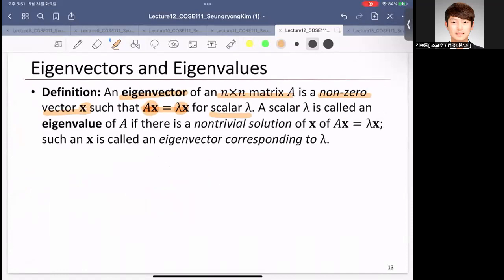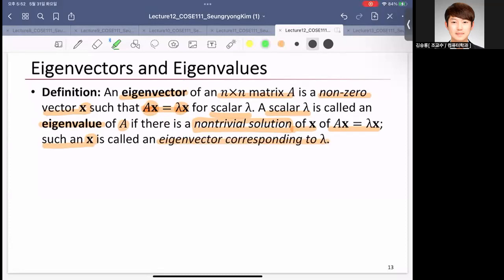In this case, the scalar lambda is called an eigenvalue of matrix A if there is a non-trivial solution x of Ax equals lambda x. Such an x is called an eigenvector corresponding to lambda.